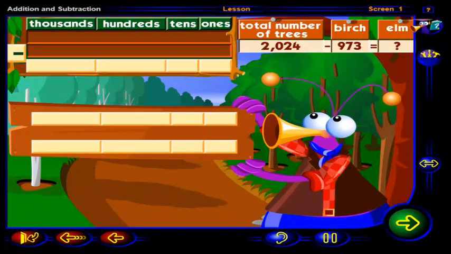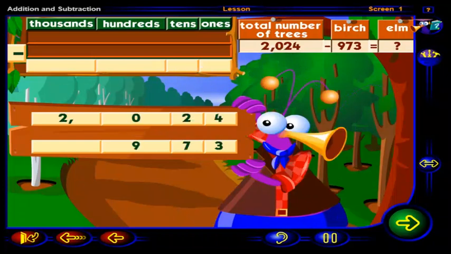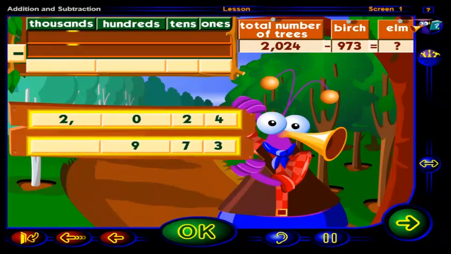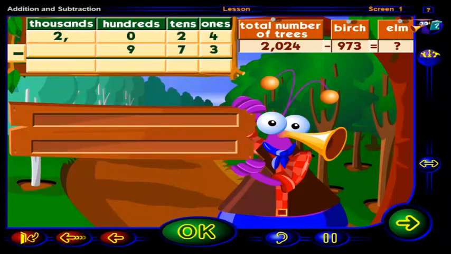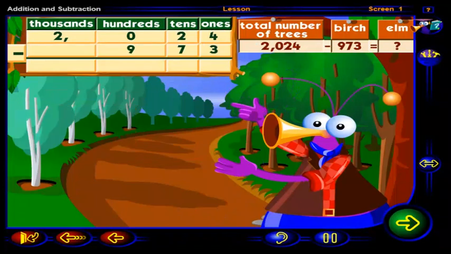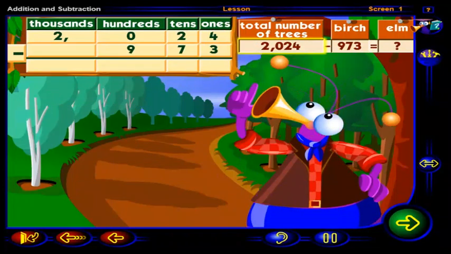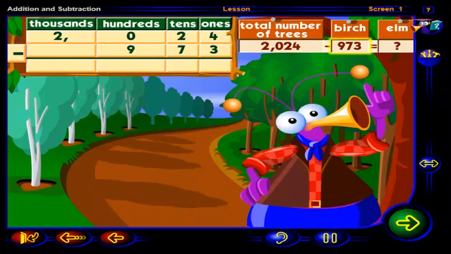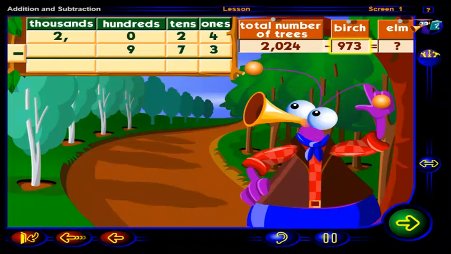To help us subtract, we can line up the digits in the like places of these numbers. Drag the numbers into the correct positions to subtract. When you're done, click OK. That's right. This number goes here, and this number goes here. 2,024 is the number we are subtracting from, so it goes here. 973 is the number we are subtracting. So it goes here.